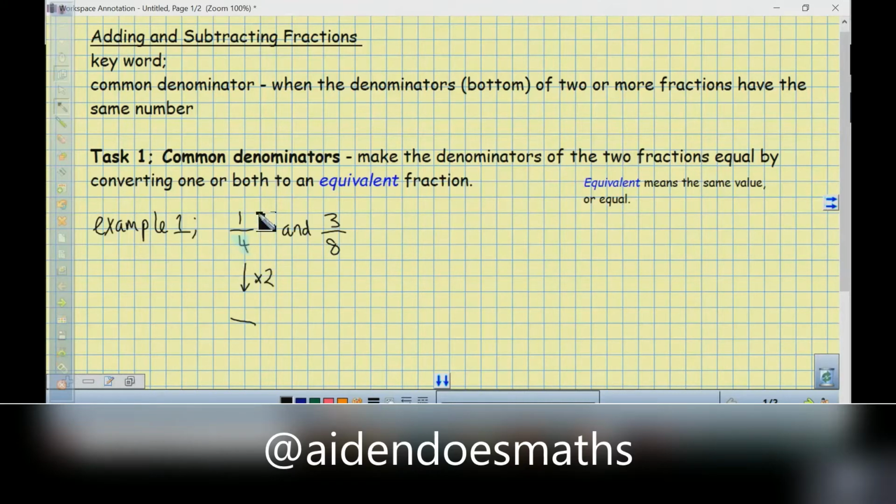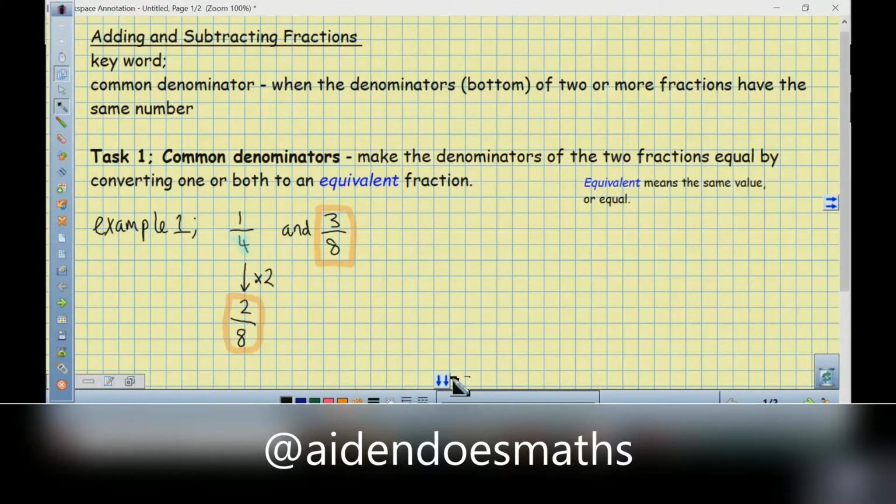So if we multiply this fraction by 2, which means the numerator and the denominator, we're going to get an equivalent fraction to 1/4 that will have a denominator of 8. So 4 times 2 gives our denominator of 8. We need to multiply our numerator by 2. So our numerator is 2. Now you can see we've got two fractions, 2/8 and 3/8. And they share a common denominator because the denominator is 8 for both of them.